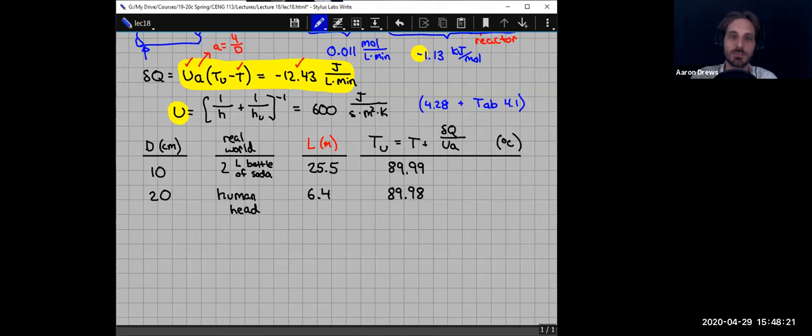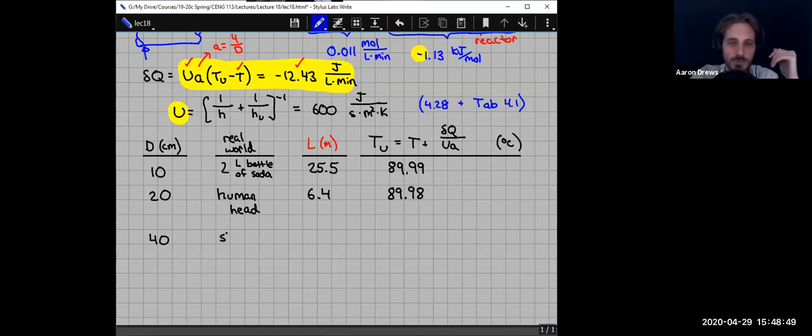89.98. Right? The thing is basically isothermal on its own, right? The utility temperature is nearly identical to the actual reactor temperature. Even if you double it again, right? And remember that doubling the diameter is terrible for your surface area to volume ratio, right? This is like the worst thing that you can do, is you keep doubling the diameter and your surface area to volume ratio just keeps getting smaller and smaller and smaller. It's a terrible thing to do.